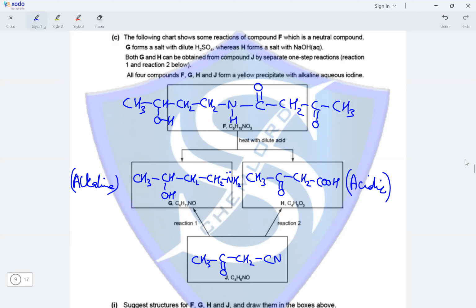F. Now, just to make sure, compound F contains a methyl ketone group or a methyl group on a secondary alcohol. Compound G contains a methyl group on a secondary alcohol, and compound H contains a methyl ketone group. And compound J already had a methyl ketone group. So the structures drawn F, G, H, and J are all correct.